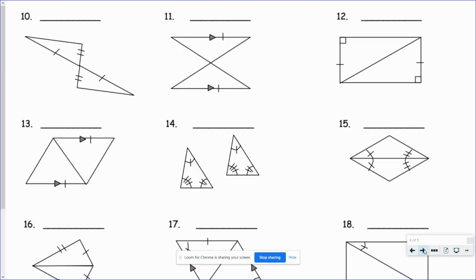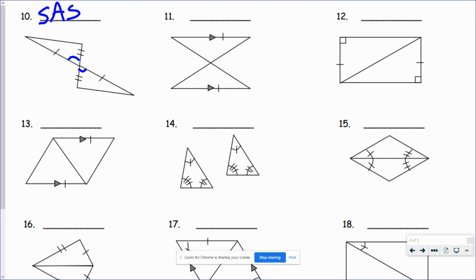All right, let's try some more. Number 10. Okay, we have 2 pairs of sides marked congruent. It's not enough yet, but we notice that we have some vertical angles, so we can mark these 2 congruent. Now we have 2 sides and the included angles, so it would be side, angle, side.